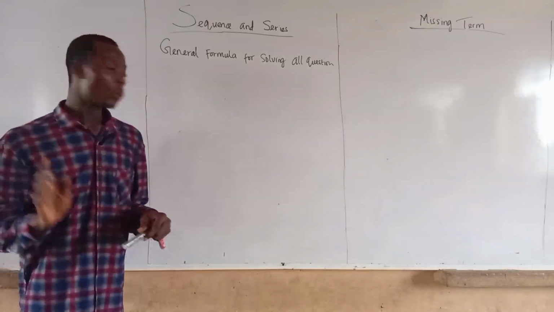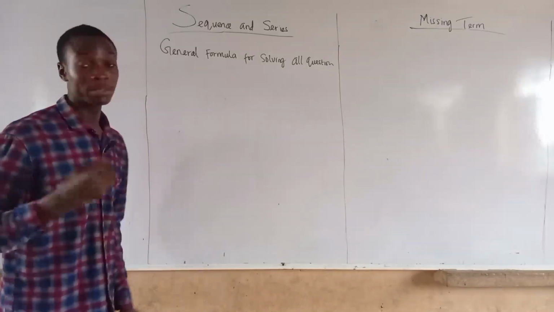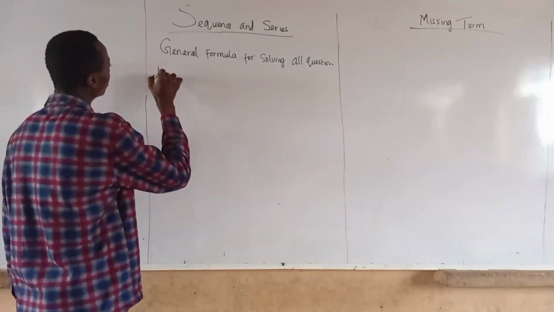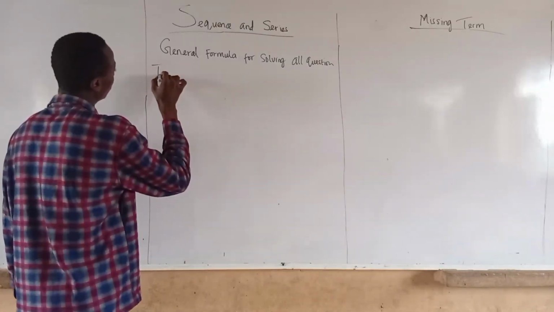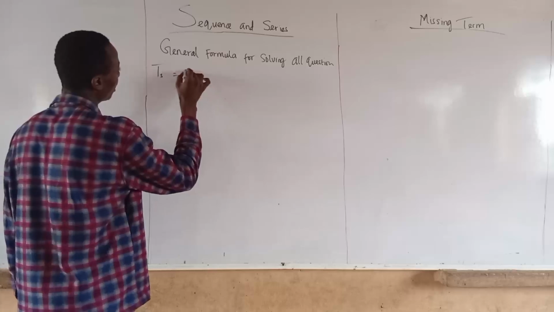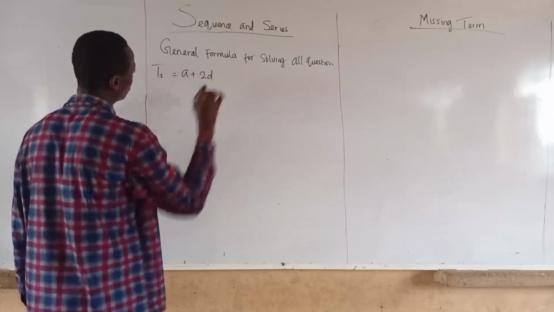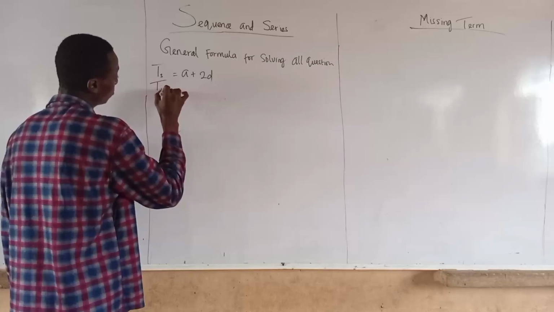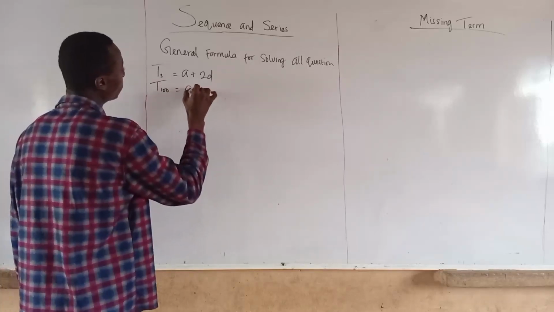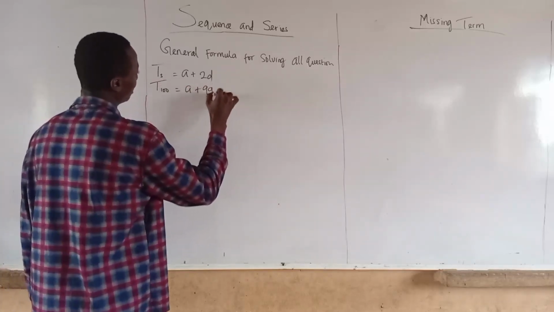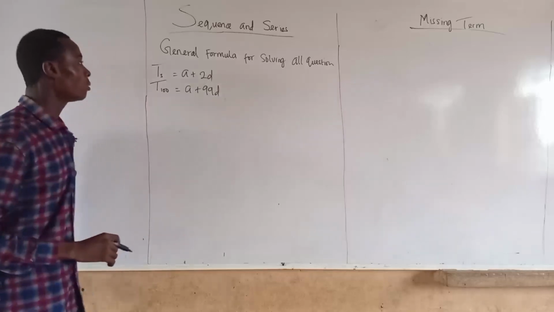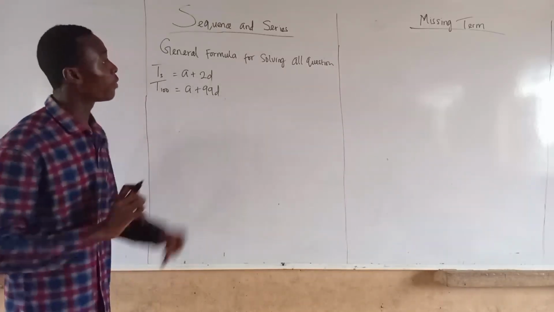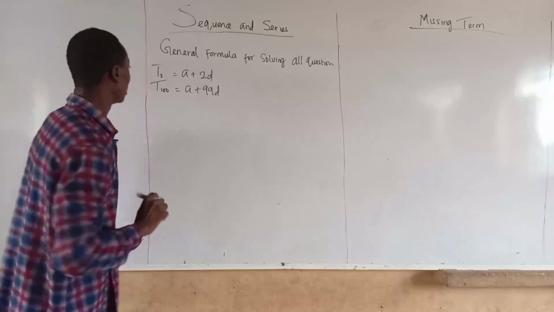Now we are going to get this general formula from the idea we learned earlier. So we have that our third term is A plus 2D, right? We learned about it. Then our 100th term is equal to A plus 99D, right? So we are going to use the same logic to get the general formula for solving all questions.